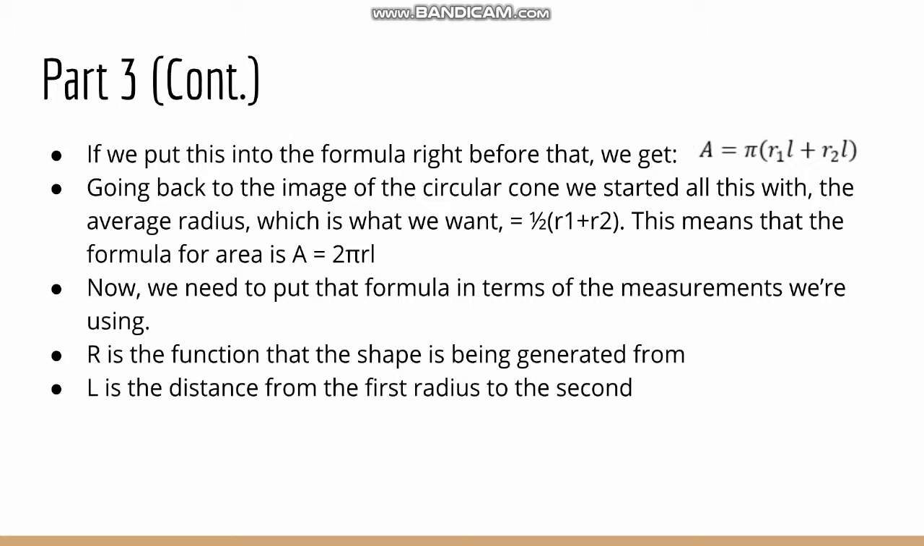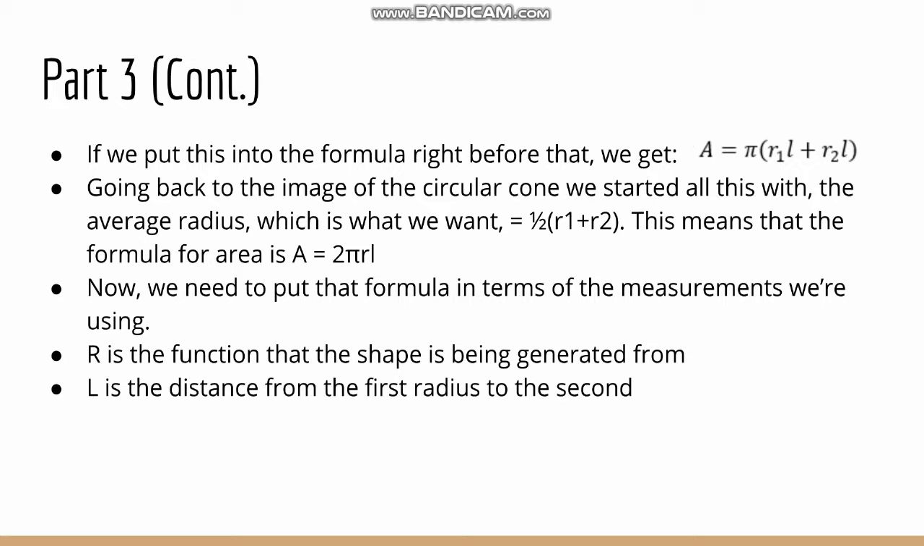But we don't want that R1 and R2, we just want one radius. So, since we have two different radii over a regular cone, we can just take the average radius, which would be 1/2 of R1 plus R2. Since we have R1 plus R2 there, we just need to get rid of the 1/2 and swap it in, and the formula for the surface area of a slice of the cone is now A equals 2 pi RL.